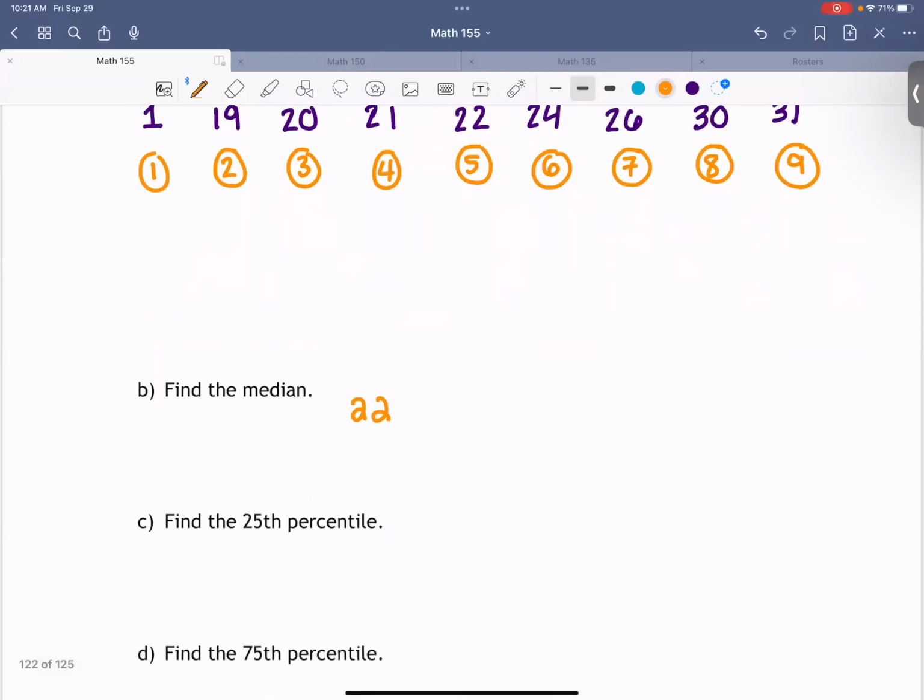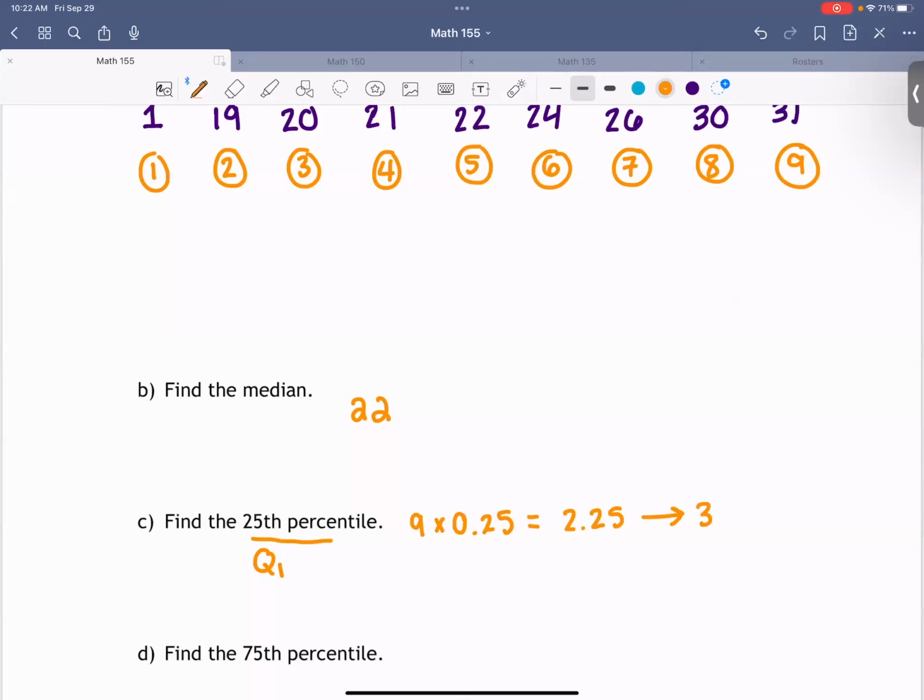Okay. Next up, finding the 25th percentile. What's another name for the 25th percentile? Q1, good. And if I want to find my 25th percentile, what two things am I going to multiply together? Perfect. 9 times 0.25. 9 is the number of things. 0.25 is just 25th percentile, right? When I go ahead and do this, I get 2.25. What does 2.25 round to in this class?